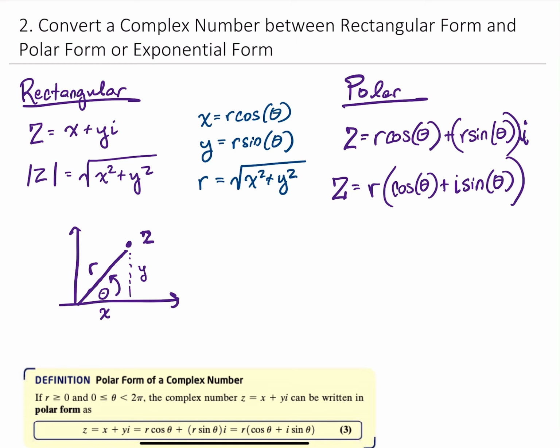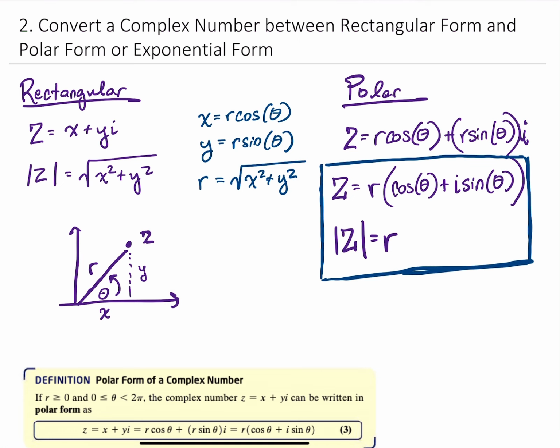And then notice the magnitude of z in rectangular form is the same thing as r in polar form. So we can just say the magnitude of z is equal to r, that distance from the origin or from the pole to the point. So this will be our conversion. In polar form, we can say z equals r times cosine of theta plus i times the sine of theta.